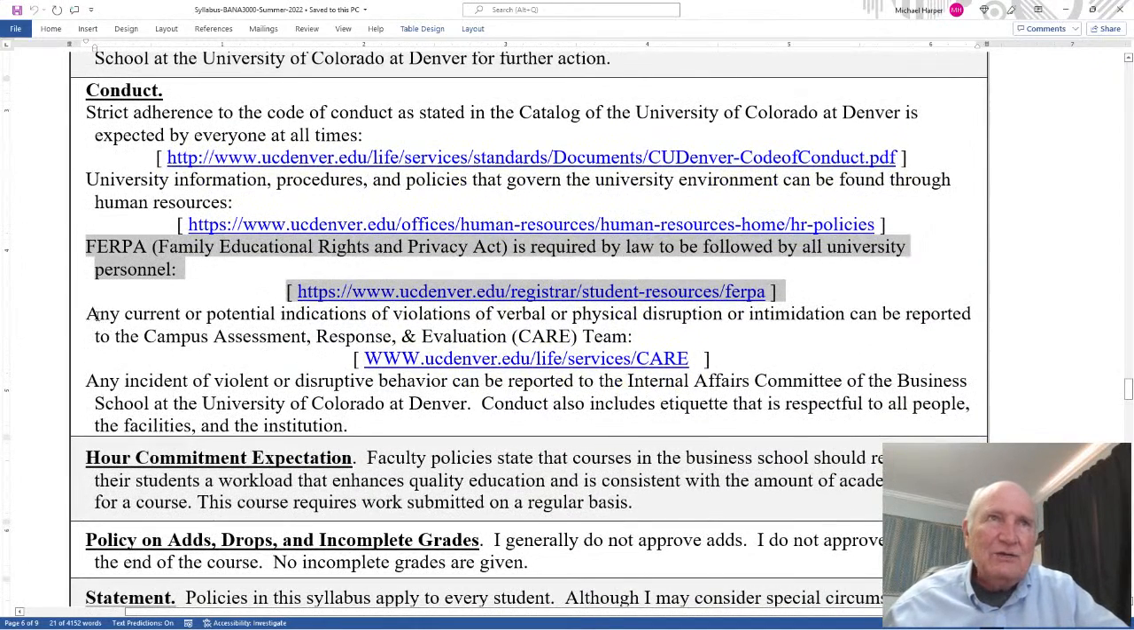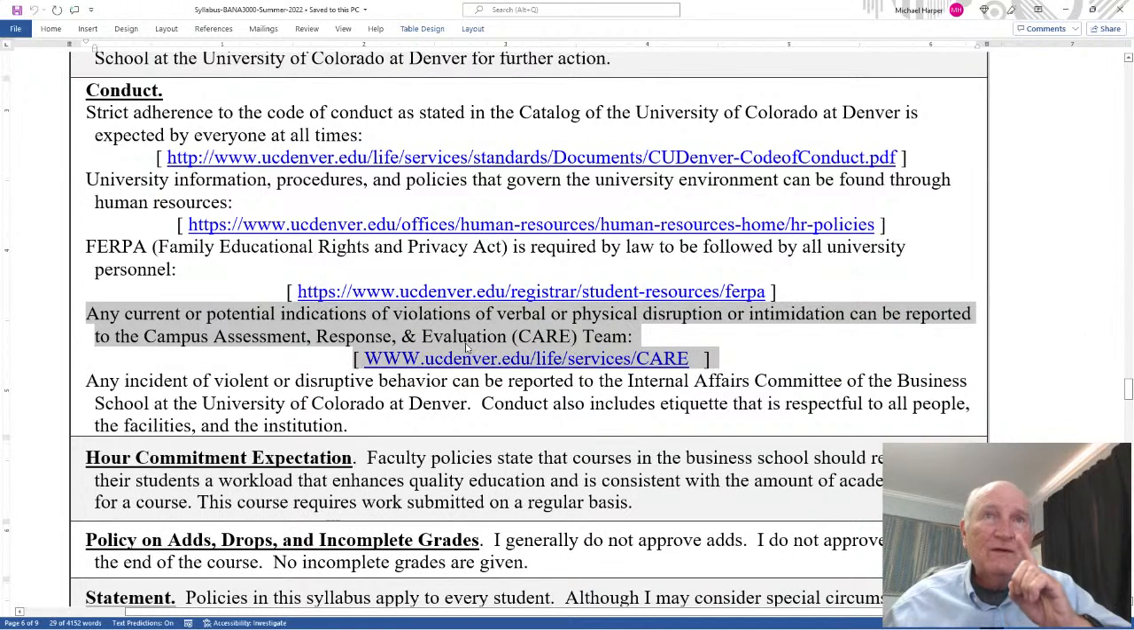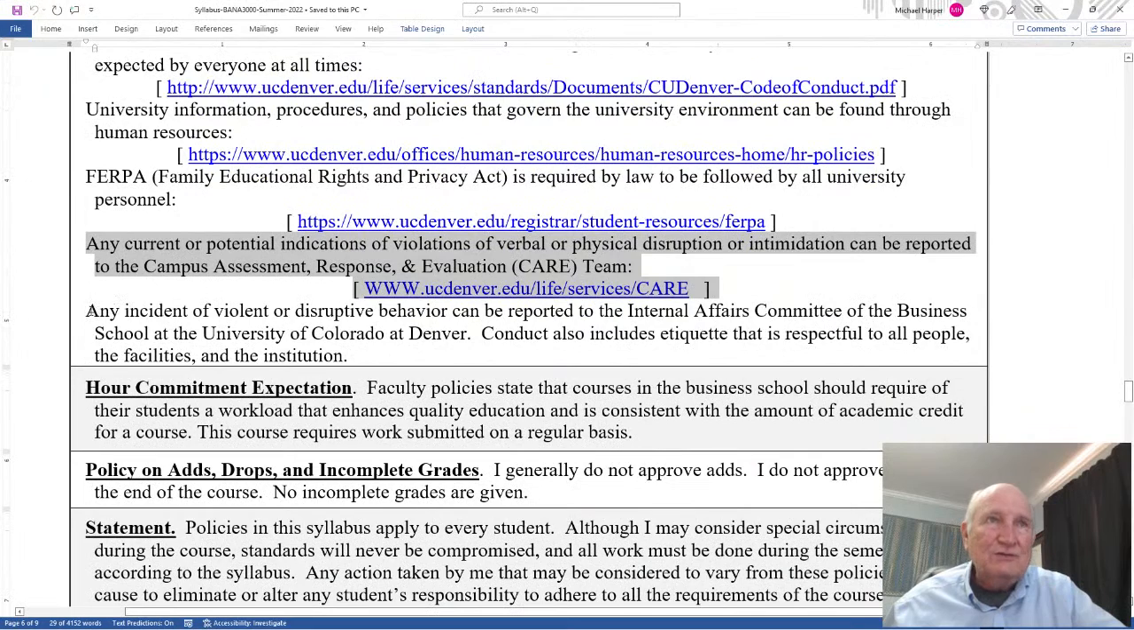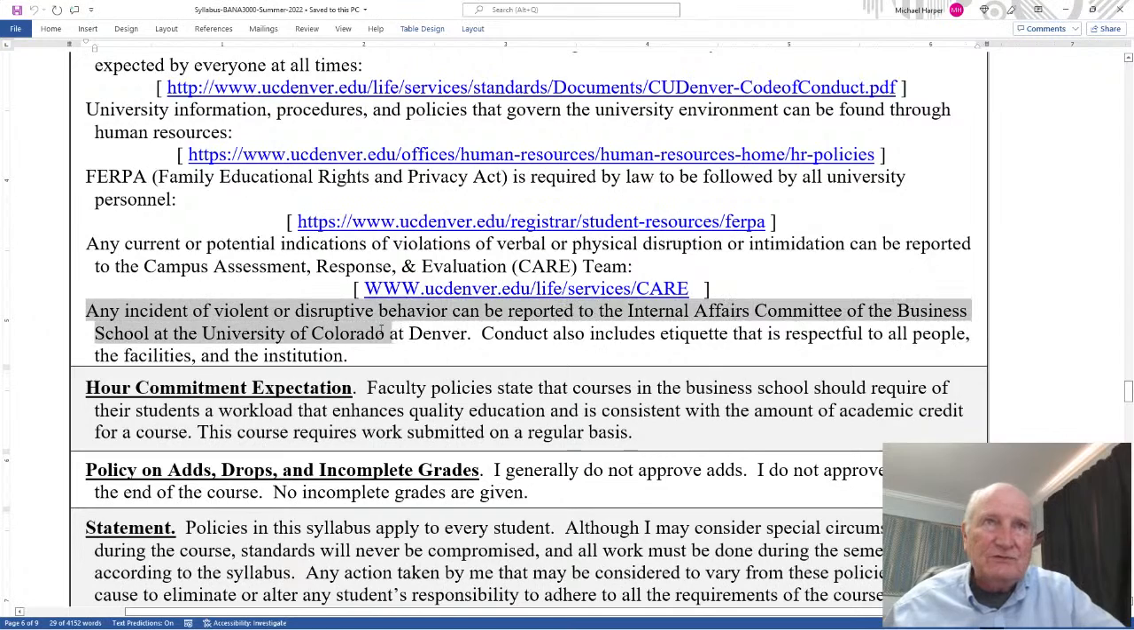Okay. Any current or potential indications of violations of verbal or physical disruption, intimidation can be reported to CARE. This is violence or potential violence or something that is reported to CARE. This is not the police. This is an evaluation team, an assessment team. They're going to respond. Sometimes they'll help people get through things, okay? Report things here, and anybody can report. Now, also, any incident of violent or disruptive behavior can be reported to the Internal Affairs Committee.